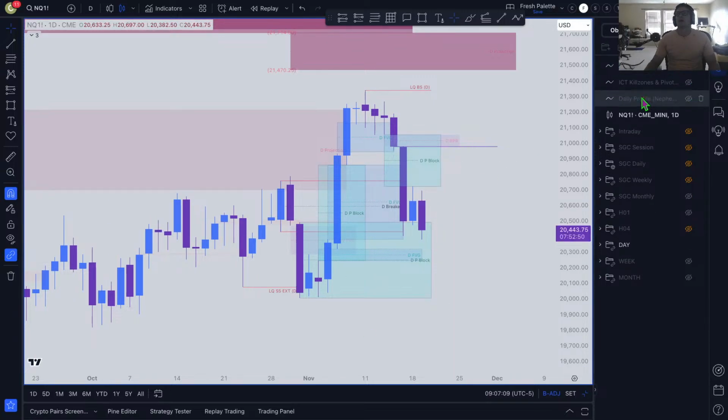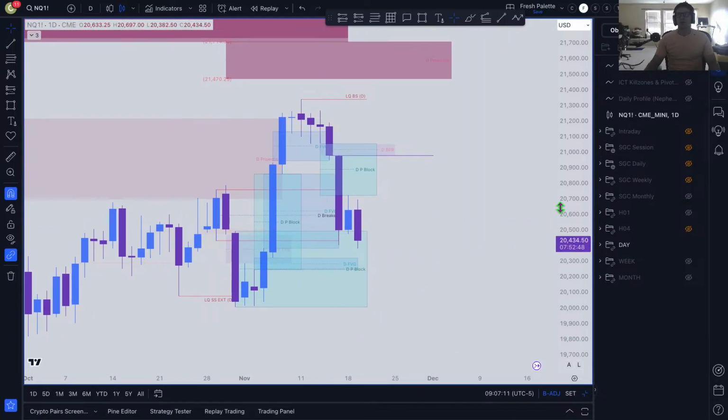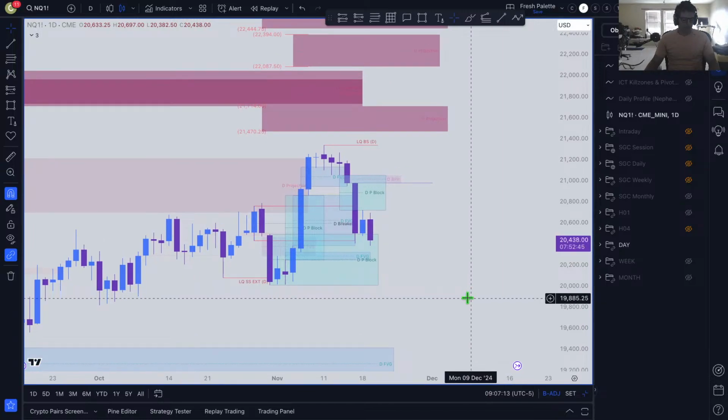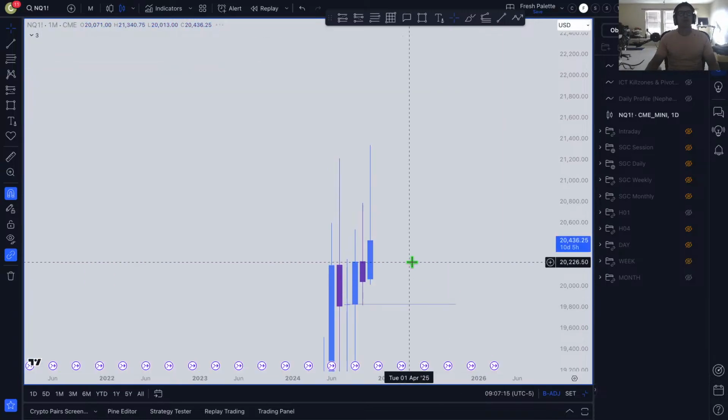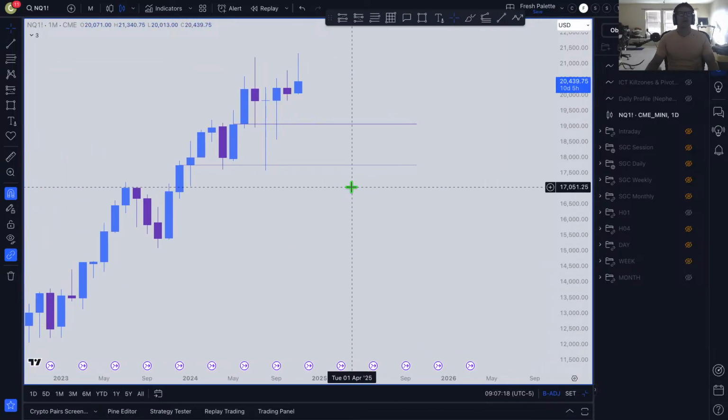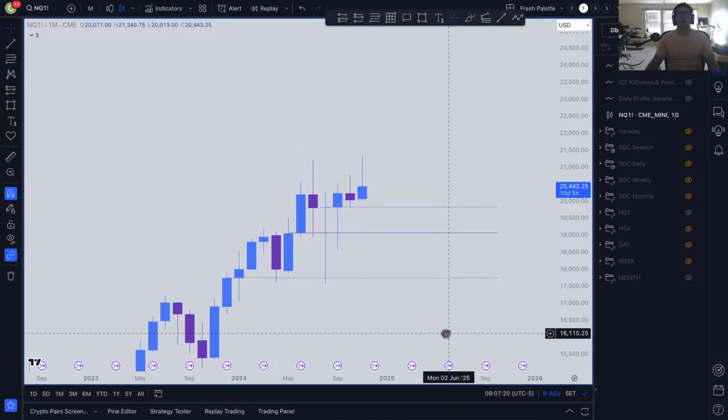Okay, so let's go conduct the pre-market analysis. We always start with the monthly candle analysis, which we still have 10 days left in the month.